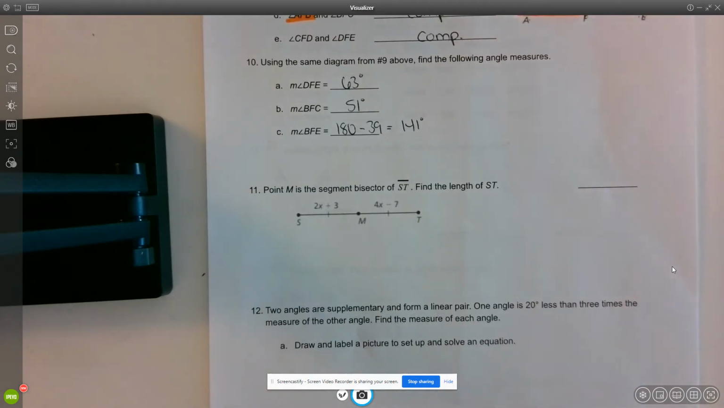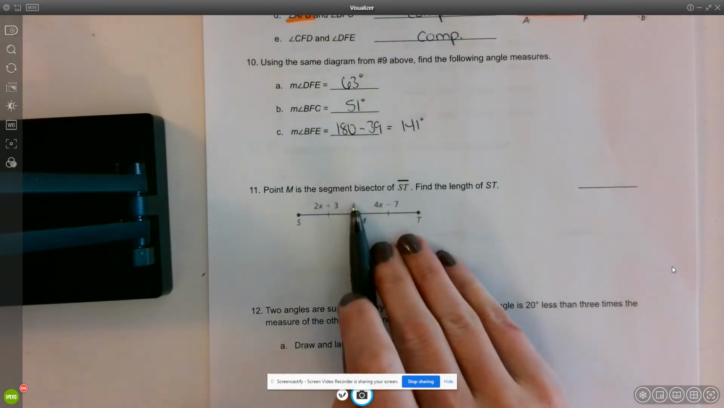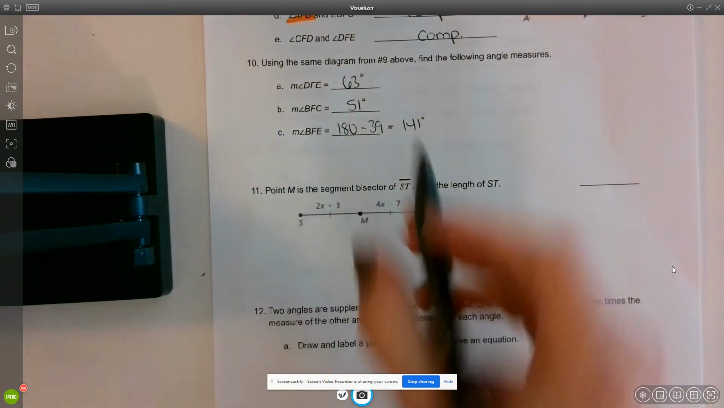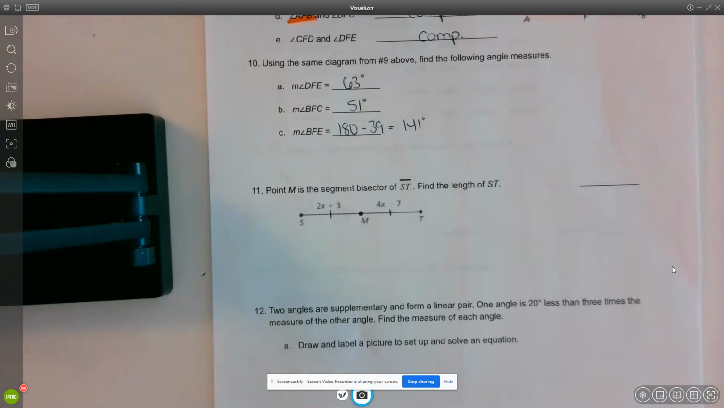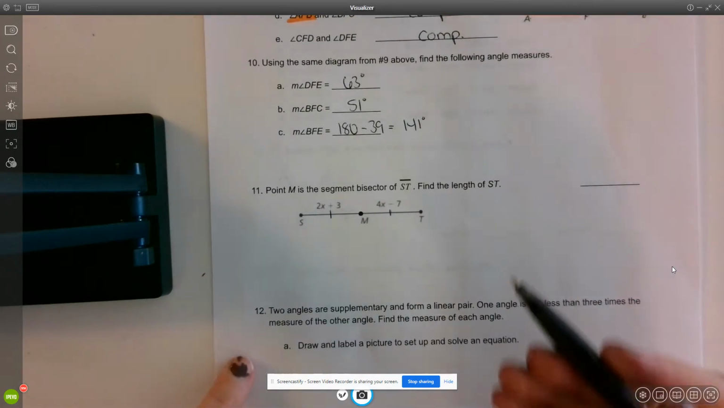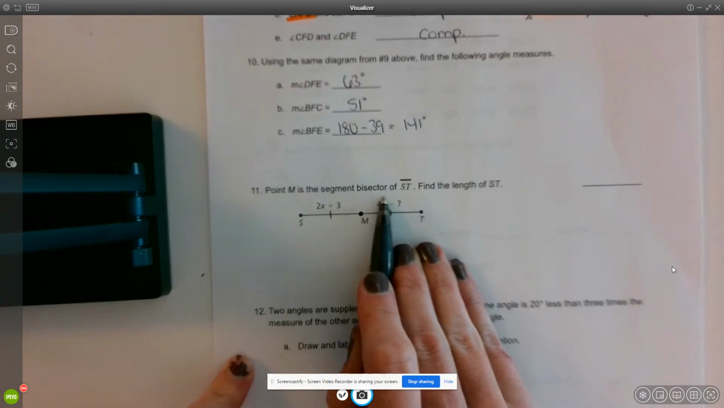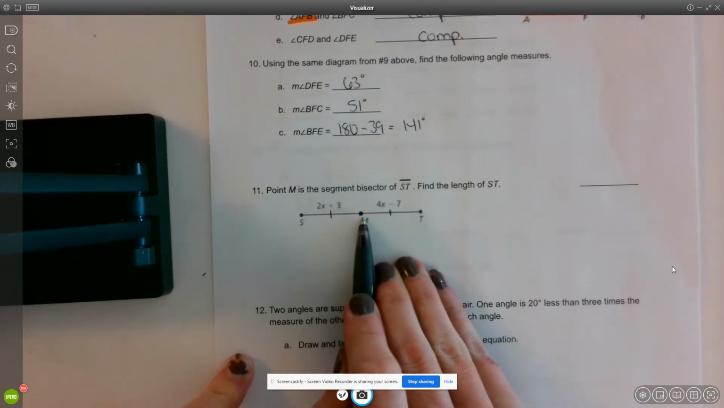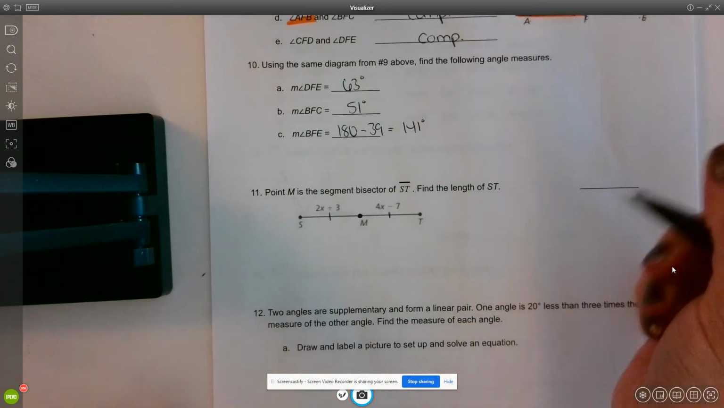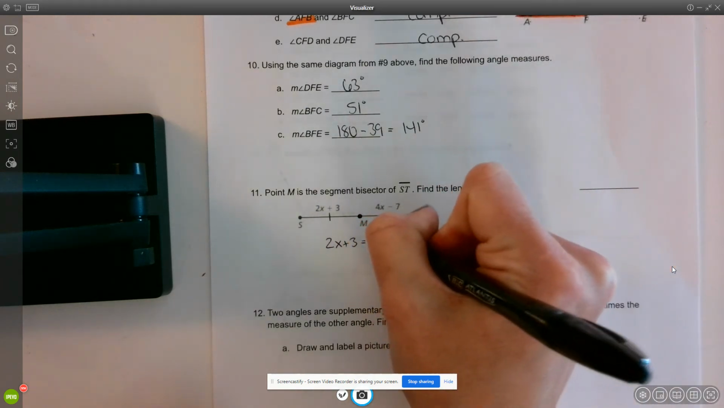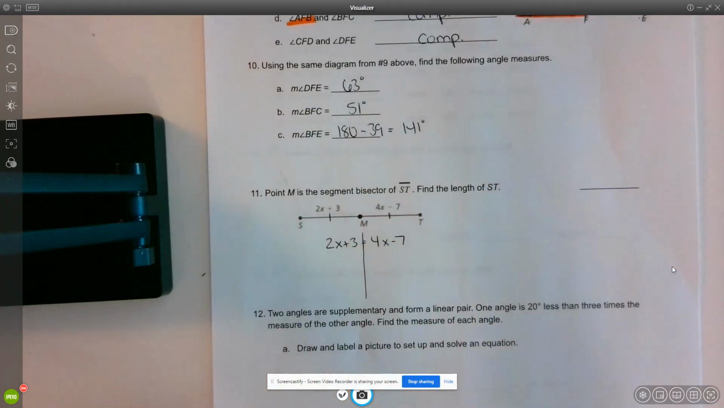Number 11, point M is the segment bisector of line segment ST. Find the length of ST. We know segment bisectors are in the middle. They cut our line segment in half into two congruent pieces. And so what this tells us is that 2x plus 3 has to be equal to 4x minus 7 if M is the midpoint or the segment bisector. So I'm going to set up this equation. 2x plus 3 equals 4x minus 7. And we're going to solve for x.